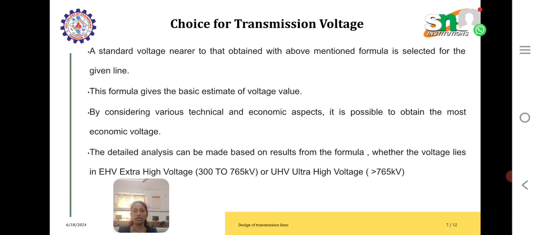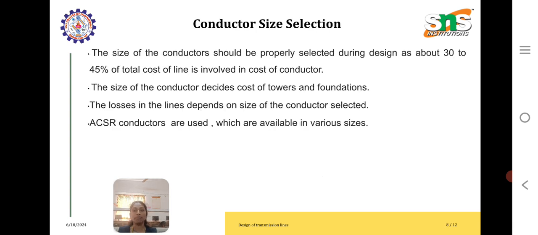So based on this voltage value only, we may have the size of conductor. By considering various technical and economic aspects, it is possible to obtain the most economic voltage. So we have to check for many possibilities before we design a transmission line. Next one is conductor size selection.